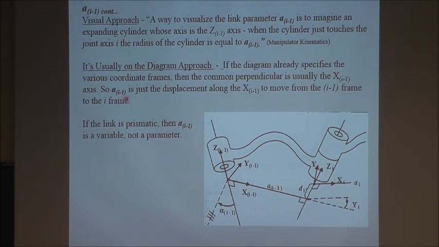Okay, and so ai minus 1 is just the displacement along the xi minus 1 axis to move the i minus 1 frame to the i frame. So you move this here to here. But the angle is still here because we have other parameters to worry about later. We haven't rotated anything yet. We just moved ai minus 1 along the xi minus 1 axis. If the link is prismatic, then ai minus 1 is a variable, not a parameter. That's very important for you to remember.